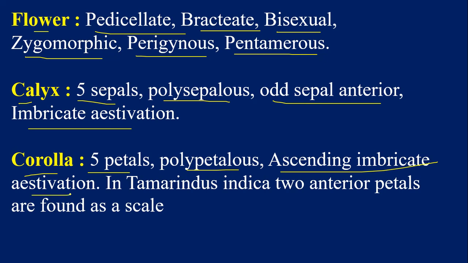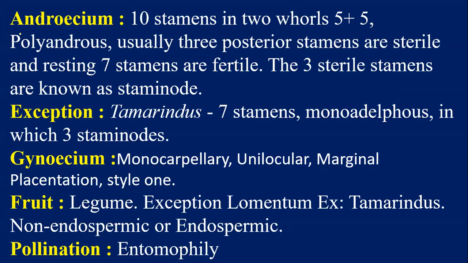Descendingly imbricate is seen in the Fabaceae family, and it is always called vexillary type of aestivation. Ascendingly imbricate is seen in the Caesalpinioideae family. In Tamarindus indica, the 2 anterior petals are found as scales. Scale means small, needle-like. And raceme. In the Leguminosae family, mostly 10 stamens are present, which may be arranged in 2 whorls, 5 plus 5, like that.